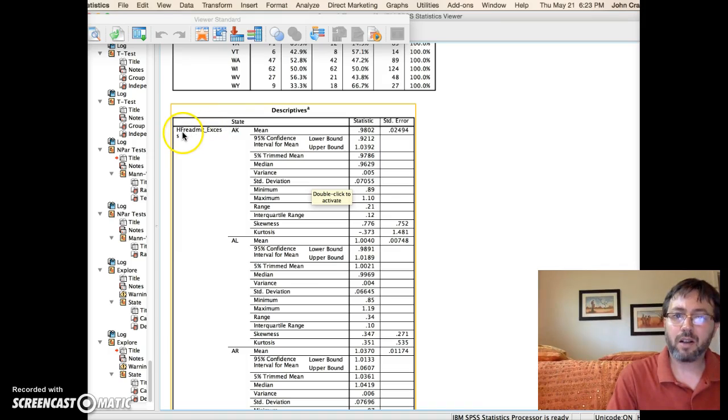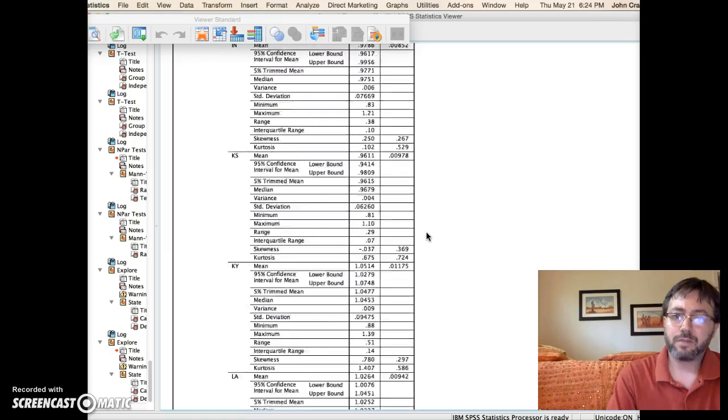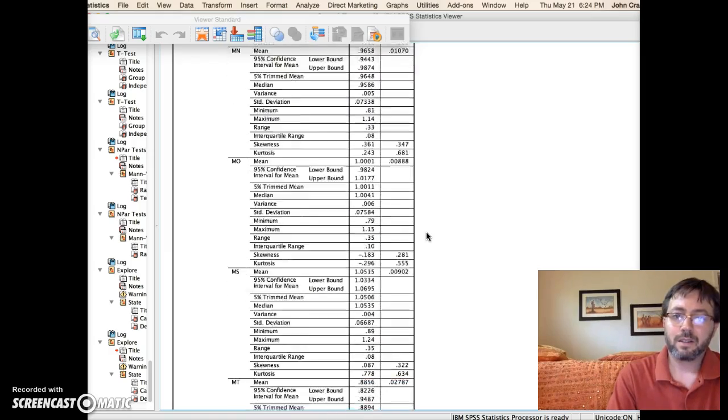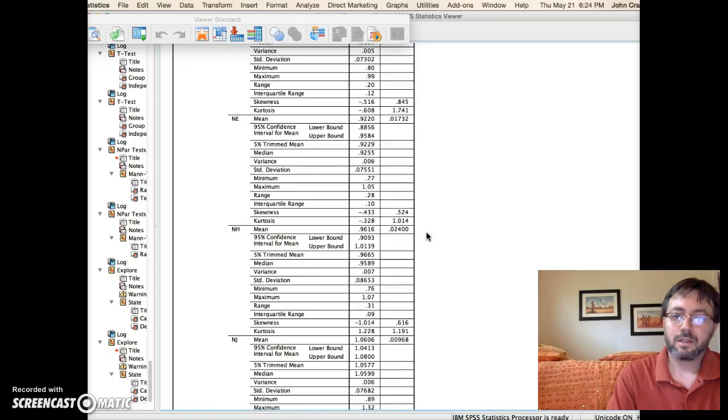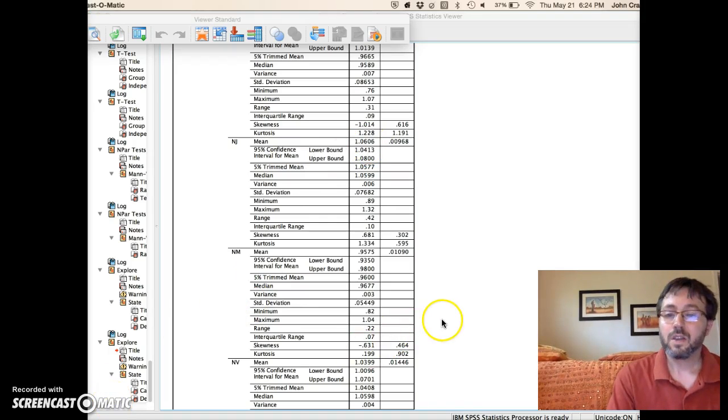You can see here the outcome variable of interest is heart failure readmission, the excess ratio. And then in this column, we have listed all the states. And by state, we get an amazing breakdown here of descriptive data. So let's scroll down through this table and find the data on New Jersey. Okay, so we found New Jersey. We see here that the mean excess readmission ratio in New Jersey is 1.0606. So that's how this function works to get state-by-state data.